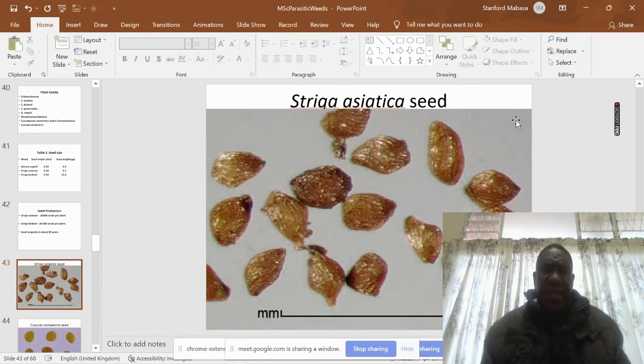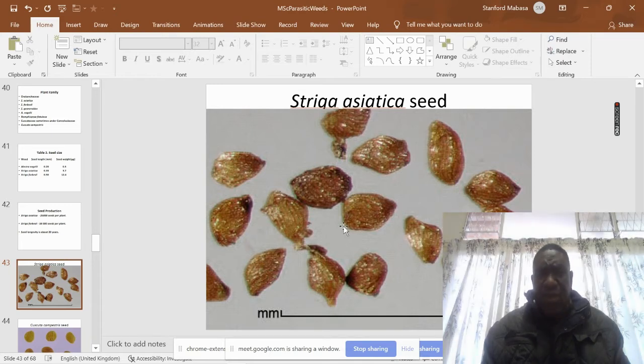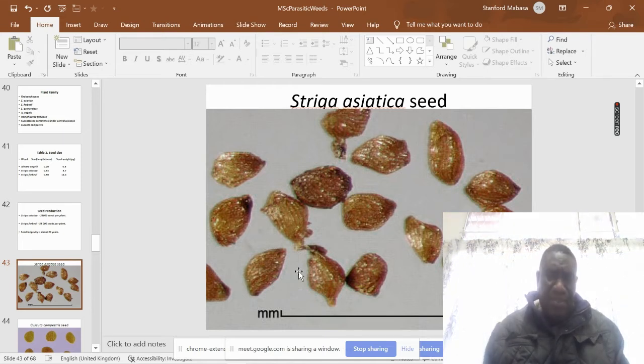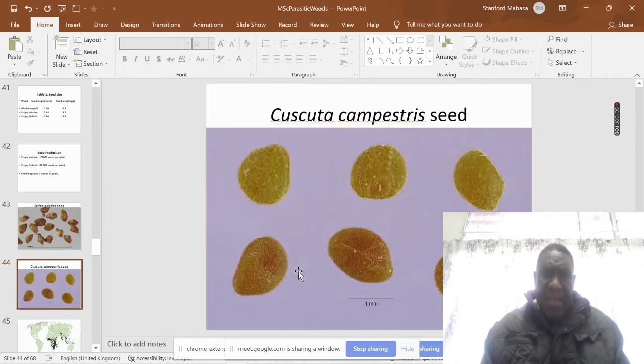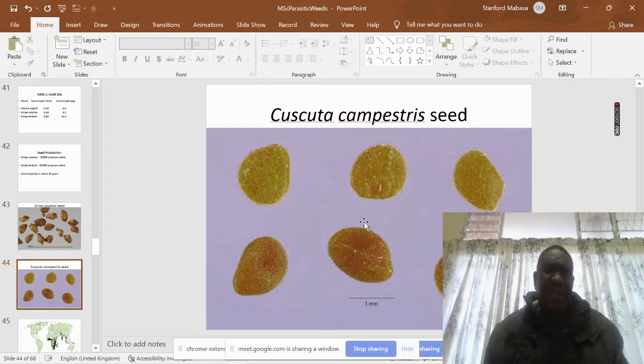These then are the seeds of Striga asiatica under a microscope. This is what you see. They look like snails under a microscope. This is Cuscuta campestris seed under a microscope. You can easily differentiate between Striga asiatica seeds and the Cuscuta campestris seeds.